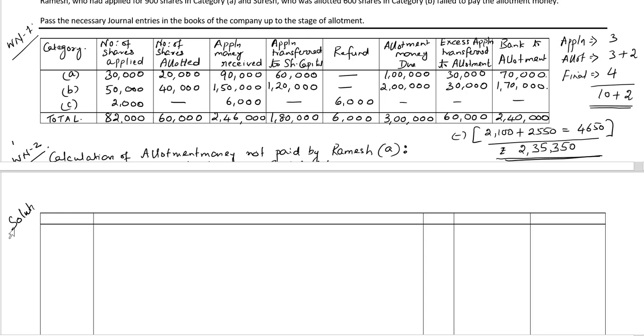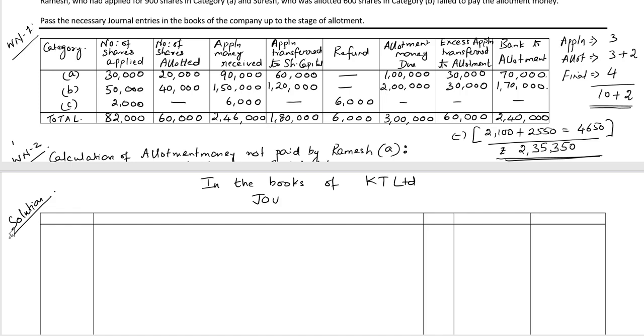Solution. In the books of KT Limited, journal. We have date/serial number, particulars, LF number, debit rupees, and credit rupees.